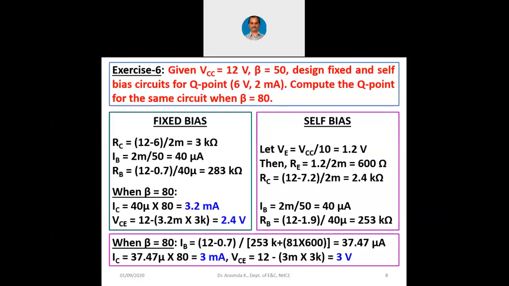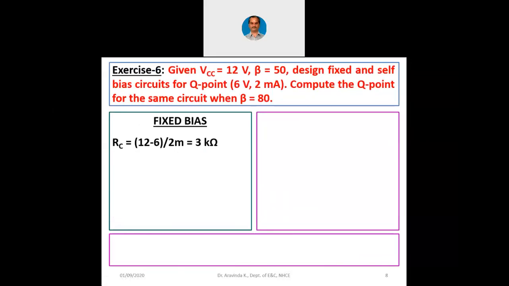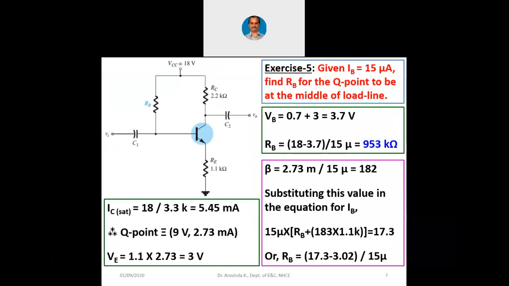Okay, I have now two exercises. This particular exercise I will tell you now. Later on, let me go on to that approximate as well as accurate analysis exercise.